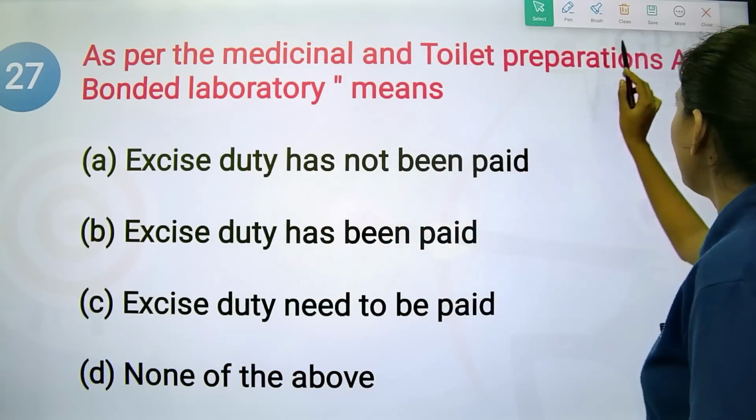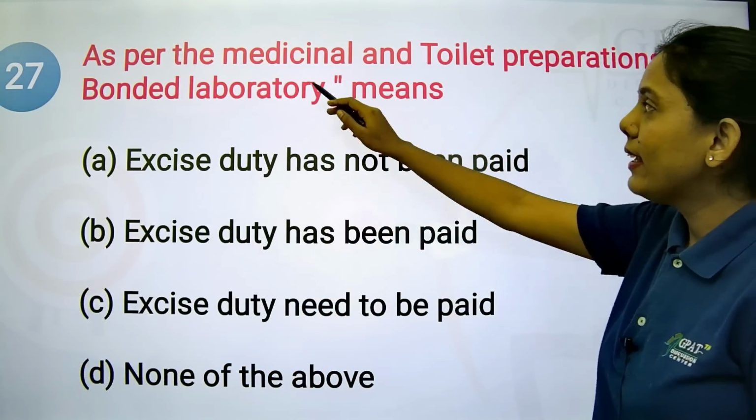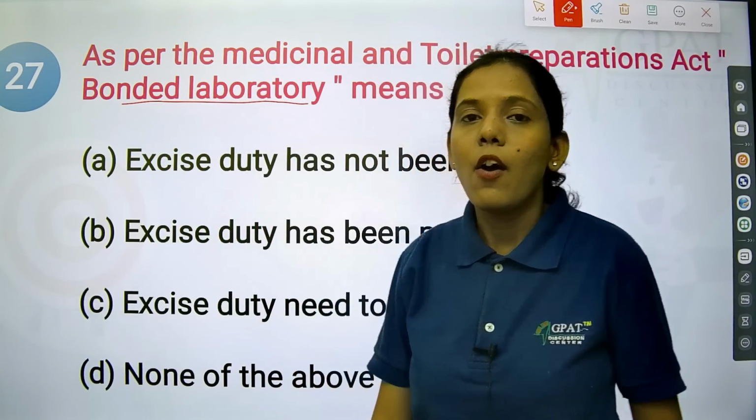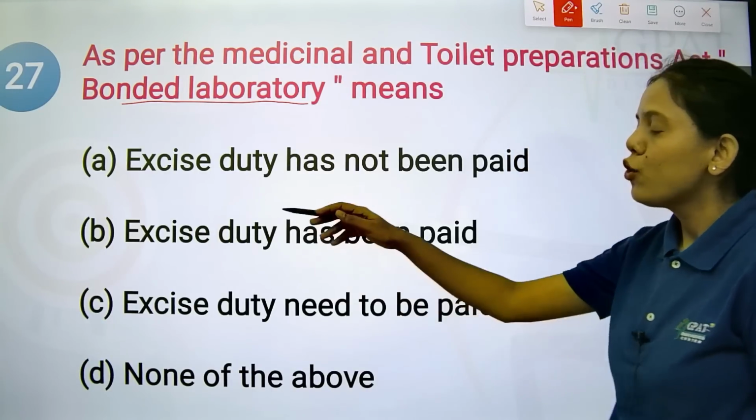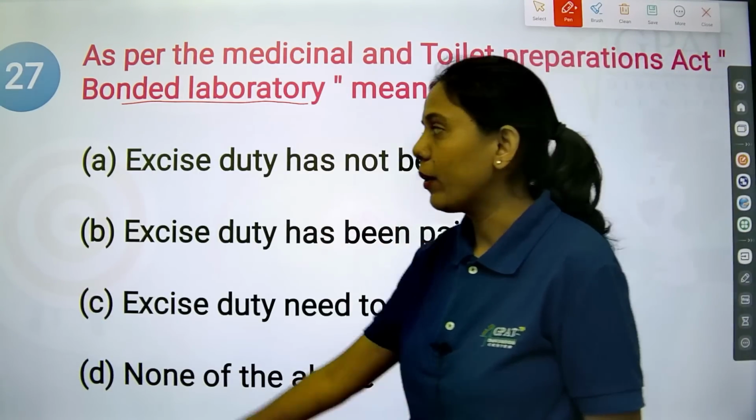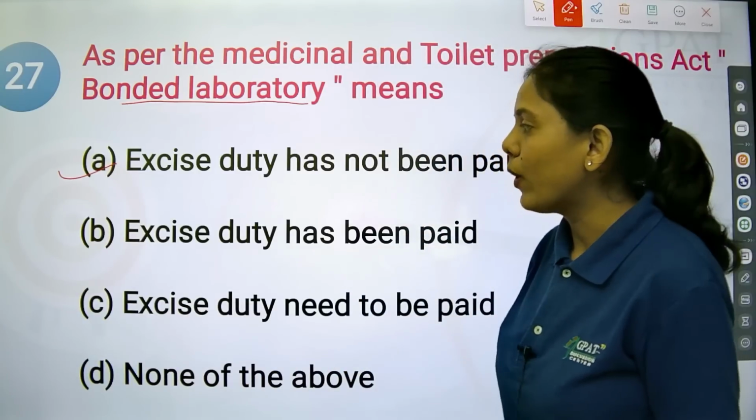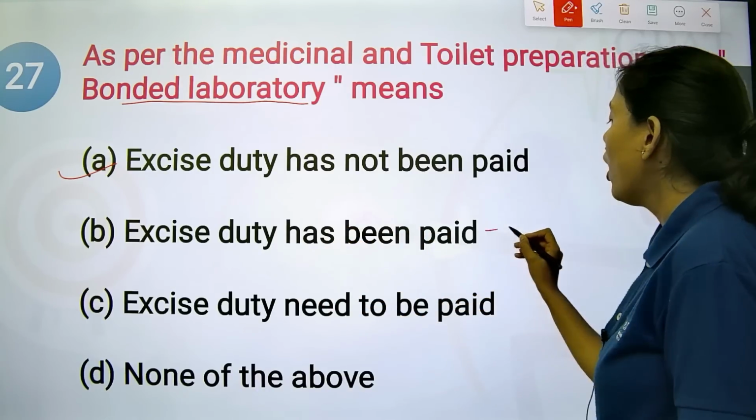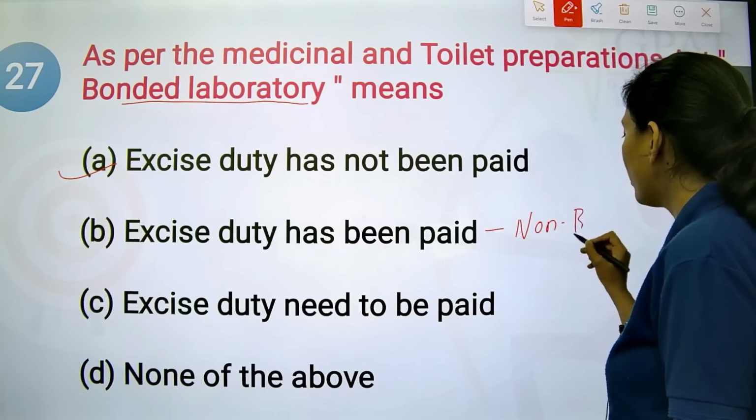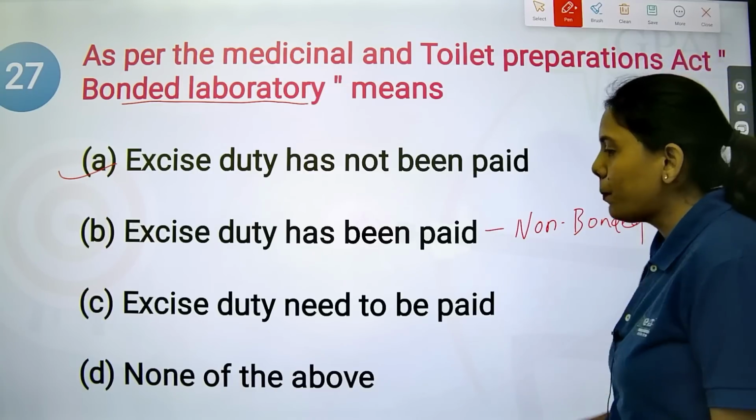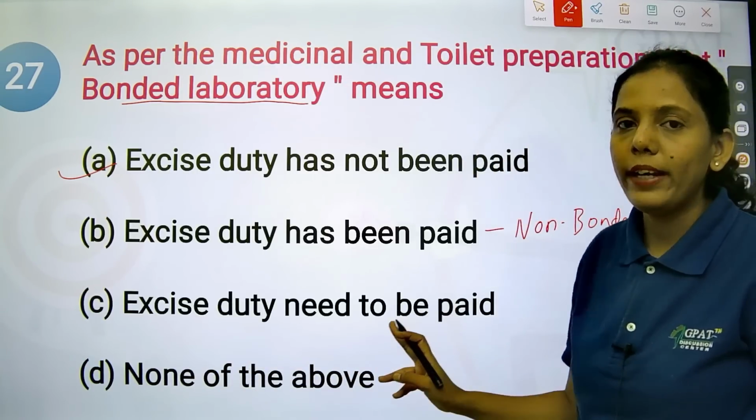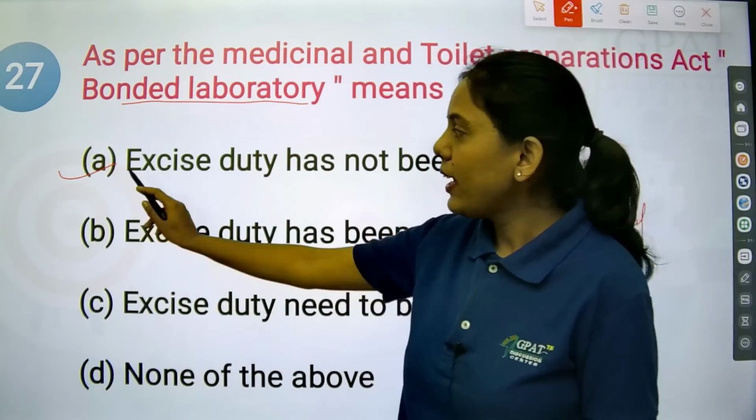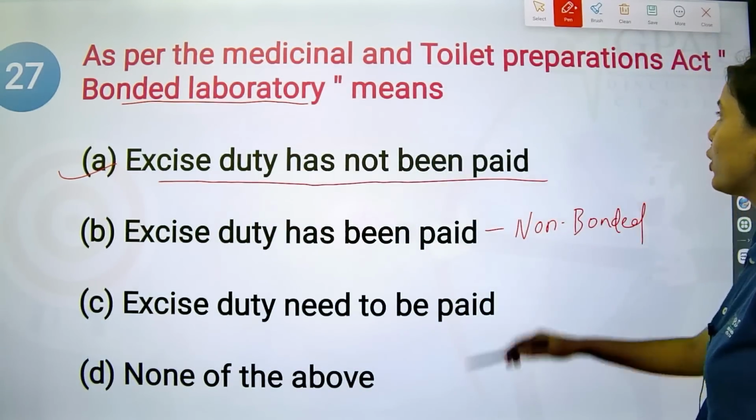So the question is, in the Medicinal and Toilet Preparation Act, bonded laboratory means where we do not have to pay the excise duty. Option A is excise duty has not been paid, so option A is the right answer. Let's see the other options. Option B, excise duty has been paid. Remember, excise duty we pay for non-bonded laboratories. Option C is excise duty needs to be paid. No, it should not be paid on bonded laboratories. Option D is none of the above. So option A is the right answer.